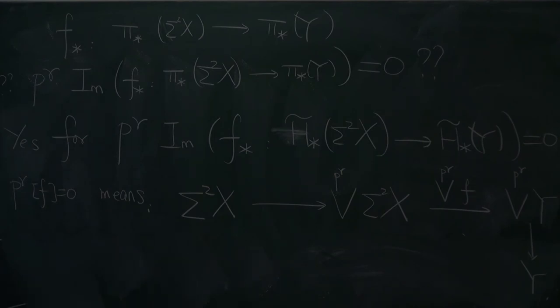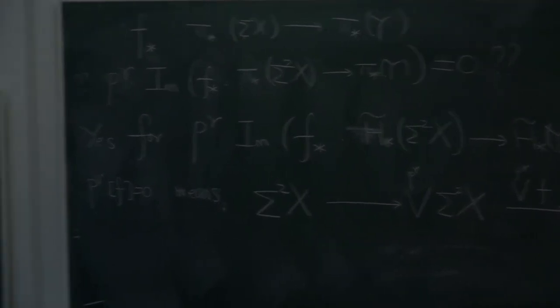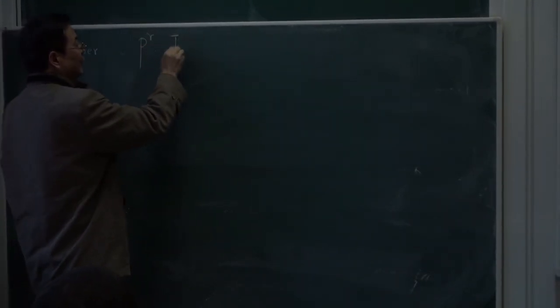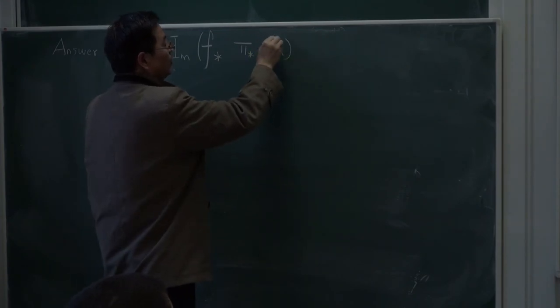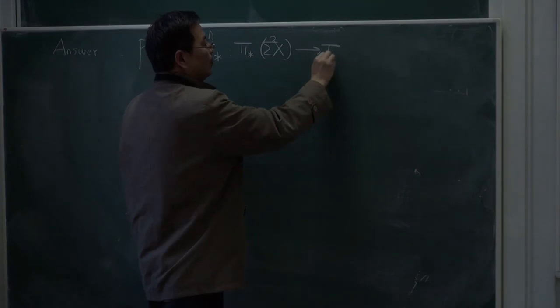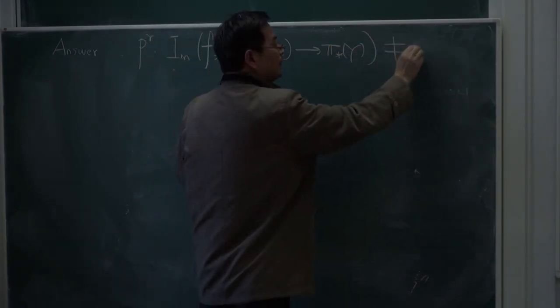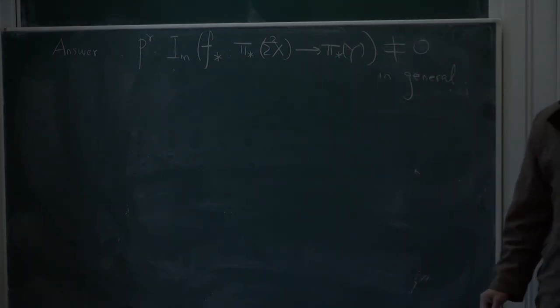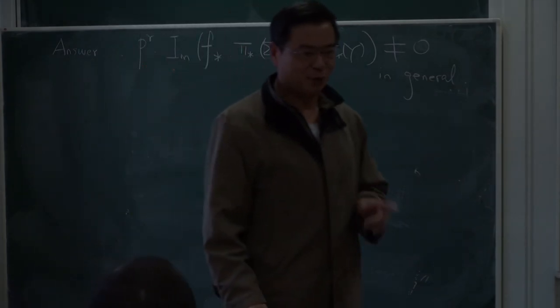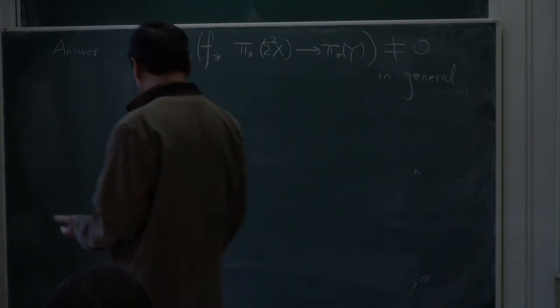Okay, so now, the answer: p to the r times the image of f star, pi star of suspended square x goes to pi star y, is not zero in general. Okay. The answer for homotopy groups is it is not zero. And is there a simplest example? No, I mean, no simplest example. Say for example, let me take a familiar example, like take RP2.